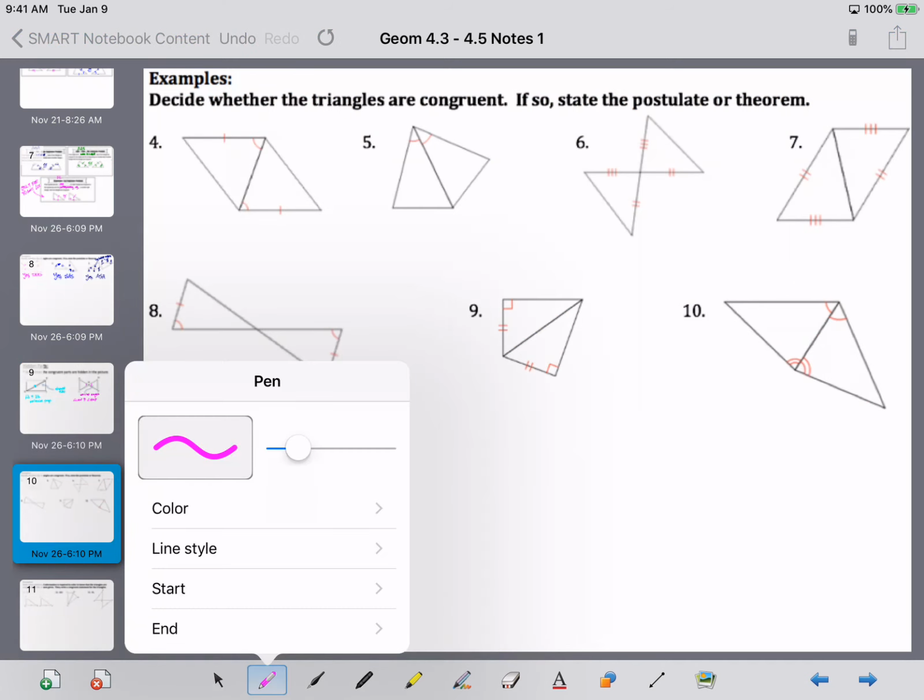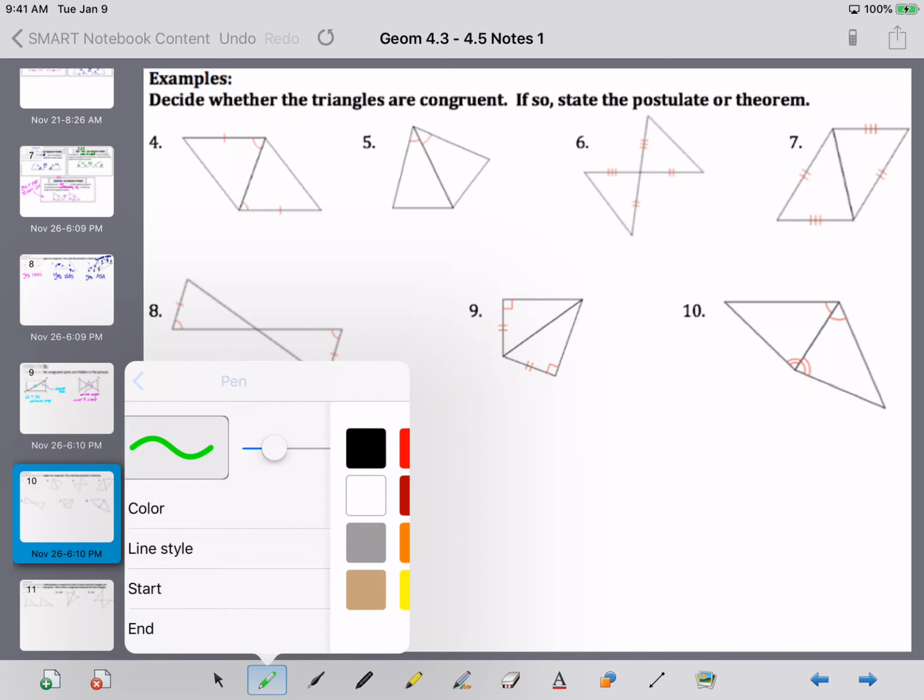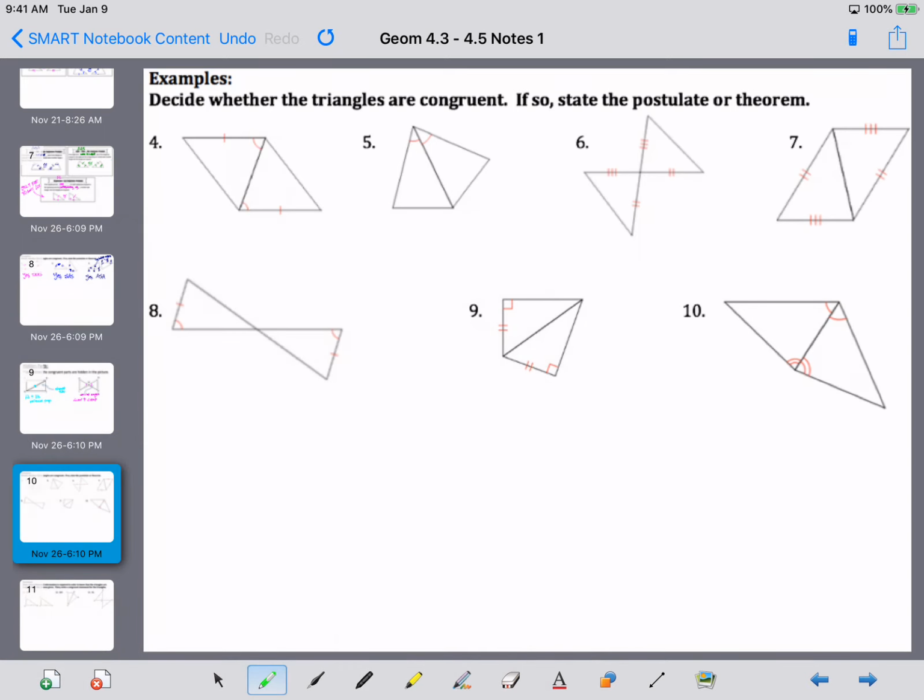Okay, so we have example 4 here. Notice I've got a hidden side. So this is a side, and then I'm going to put an S here to show that. This right here is an angle, and then I have another side. So if that side and this angle are congruent to this side, these are congruent by side, angle, side.